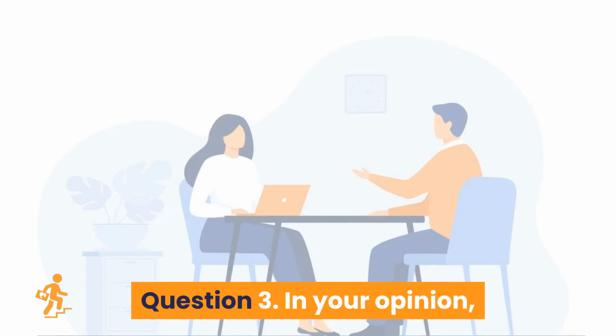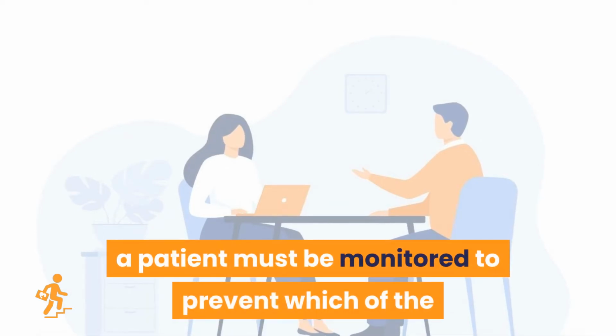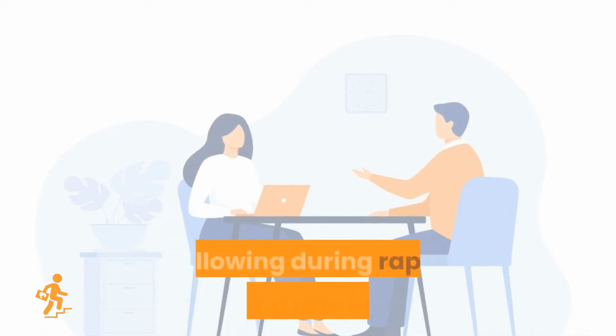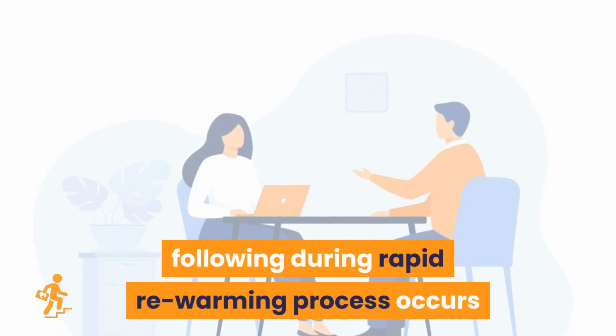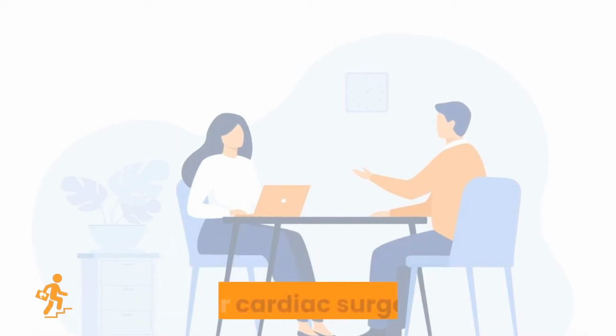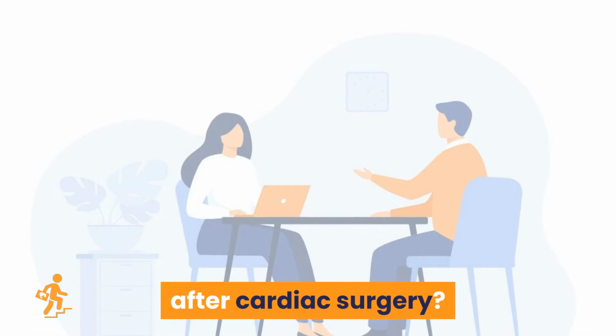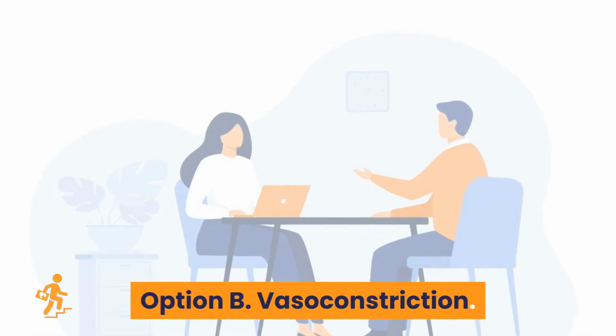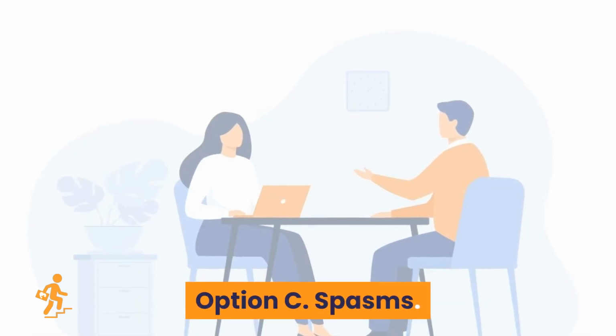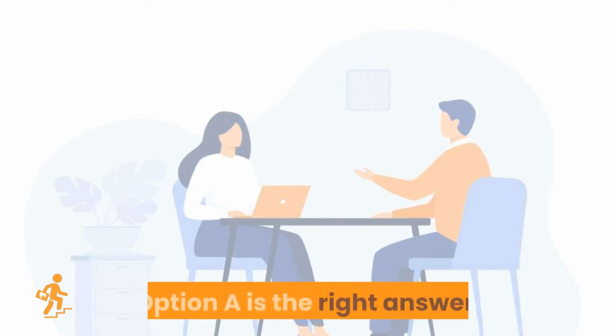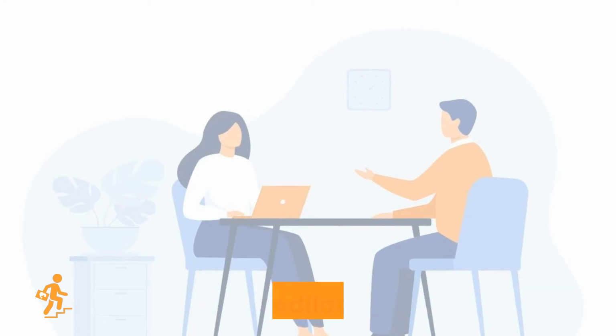Question 3. In your opinion, a patient must be monitored to prevent which of the following during the rapid rewarming process that occurs after cardiac surgery? Option A, vasodilation. Option B, vasoconstriction. Option C, spasms. Option D, hypoxia. Option A is the right answer.